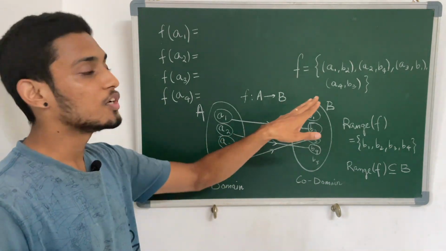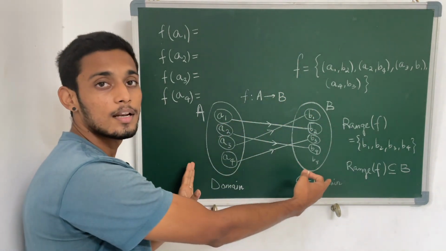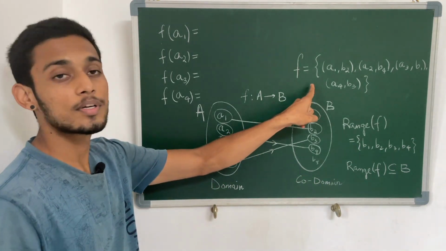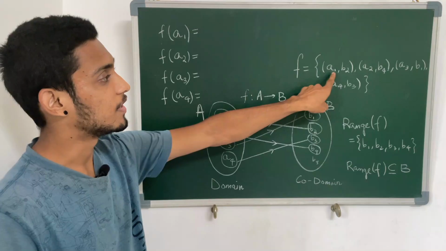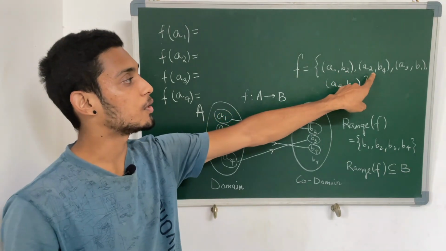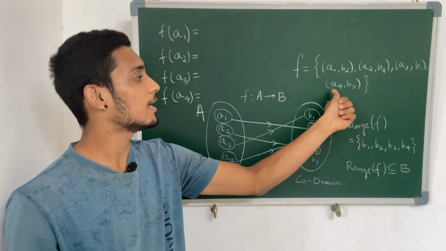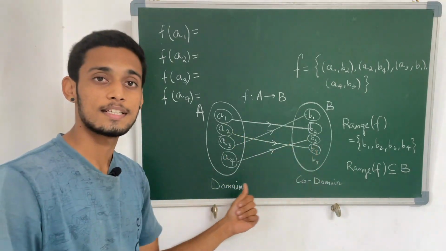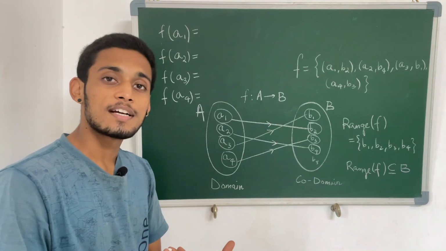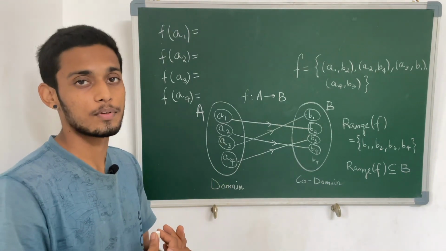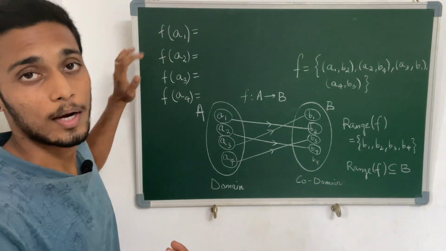So in our previous video we saw a simple function and we also wrote it down in this format. So f is a function where a1 is mapped with b2, a2 with b4, a3 with b1, a4 with b3, and I have also represented it in this arrow diagram. Now when we talk about functions, there are very common notations that we follow. One of them is this one.